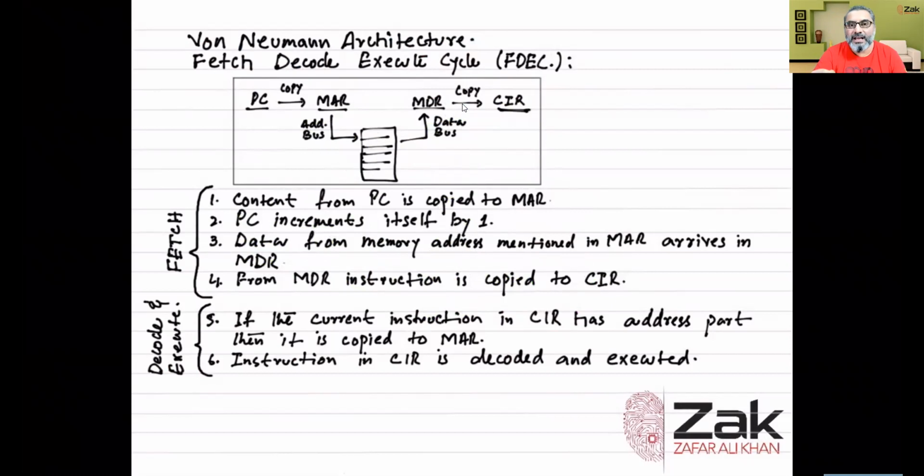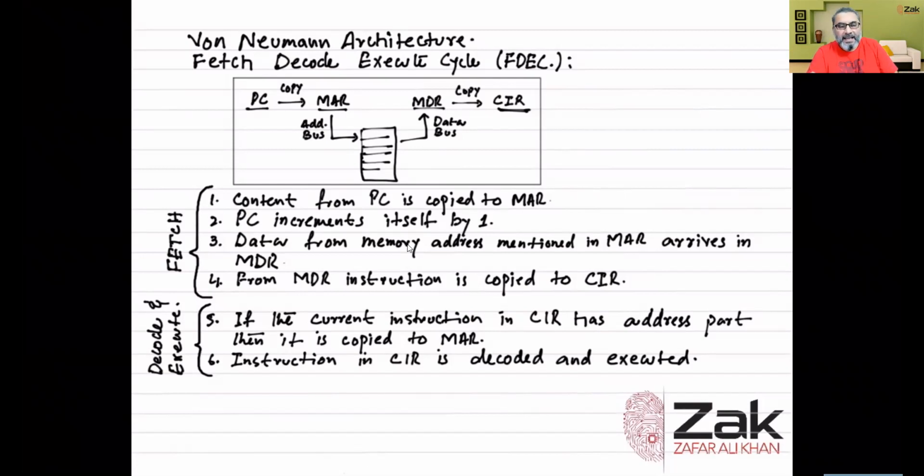If the instruction has an address part in it, like I just discussed, LDD 56, so 56 is what? Address part. Address part means that now the system requires the data from 56 so that it could be loaded to the accumulator and used further. LDD 56 means load directly from address 56. We will discuss these instructions later, in the next lecture.